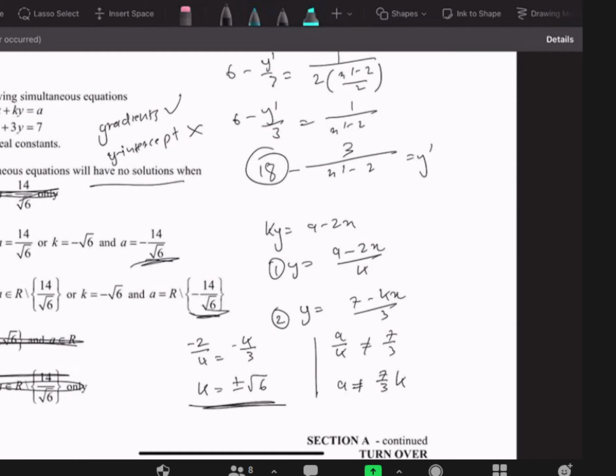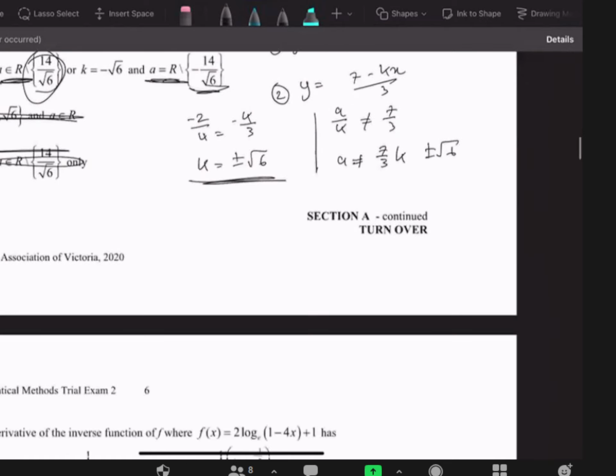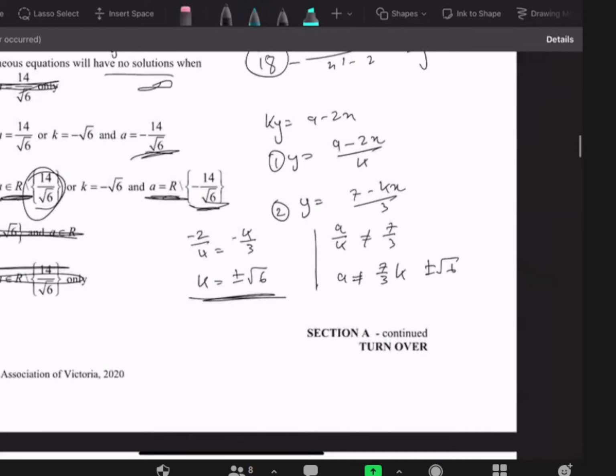And you know that a is not going to equal a value, so it's going to equal a lot of values except for one. So without even working it out, you can see that it's going to be the answer that has a is the reals except for something, and not when a is equal to something, because that would be when there's infinite solutions. So that's why the answer is C. But yeah, even if you subbed in k is plus minus root 6, you would get the 14 on root 6 option, and you would know a can't equal that. So it would be C anyway. But just to save time, you can look at the answers.